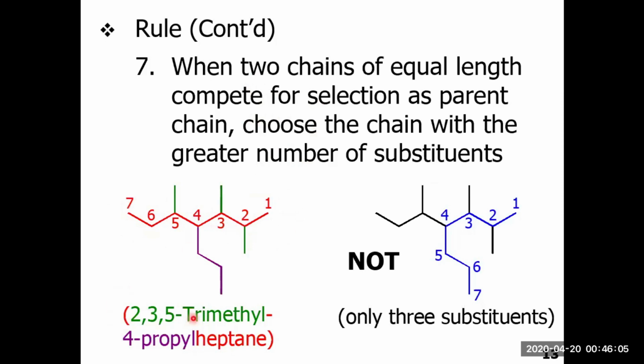So the name will be 2,3,5-trimethyl-4-propylheptane. So again, the parent has 7 carbon atoms. That's the longest continuous carbon chain. Then you number the chain at the end nearest the first branch point. So I will number it from this carbon, going 1, 2, 3, 4, 5, 6, 7, and then I have noticed that I have 3 of the same substituents, that is a methyl group here, a methyl group, and a methyl group, and these are bonded at carbons 2, 3, and 5. So I have 2, 3, 5 here. And then I have a propyl group at carbon 4.